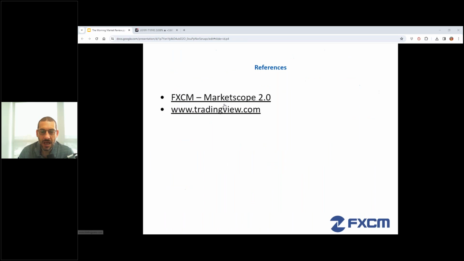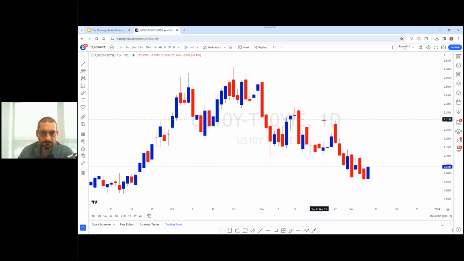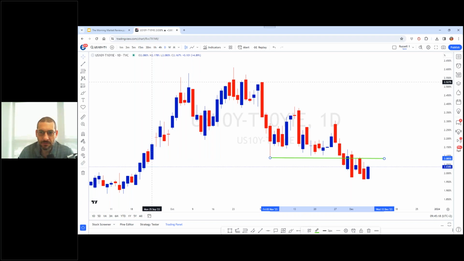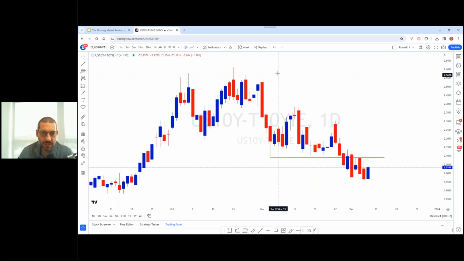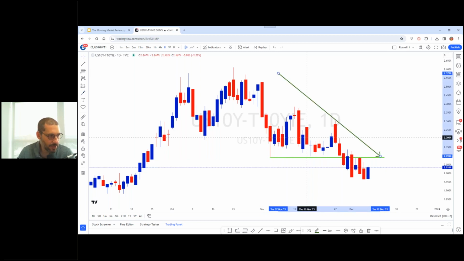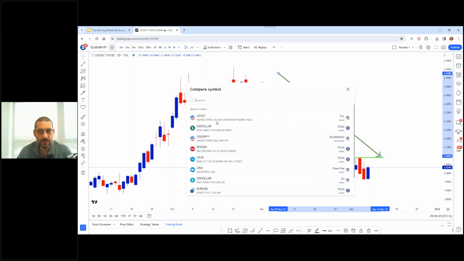All right, and here are our references, MarketScope 2.0 and TradingView.com. Let's go through to TradingView. Take a look at the real rate. We do have this downtrend. Okay, so you can see that the quite straight, and then you can see, let's just take a look and see what's happening with the US dollar. I'm just going to press the plus button here, and we'll bring in US dollar underneath it.